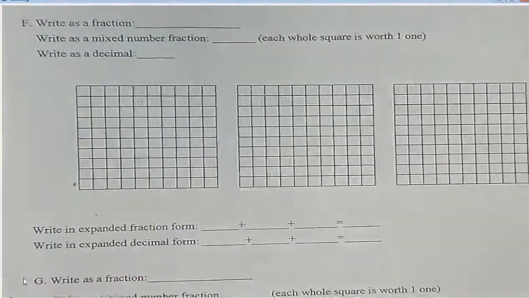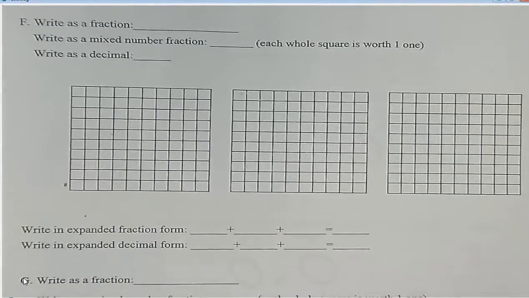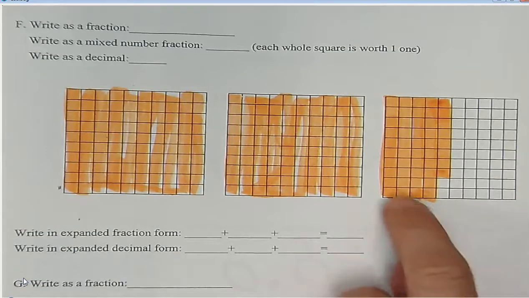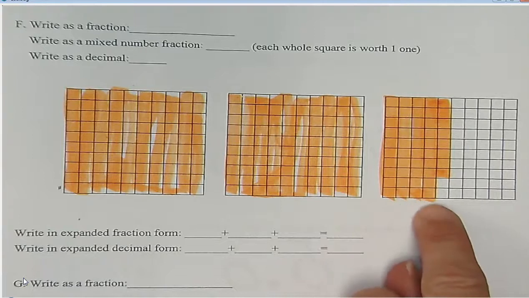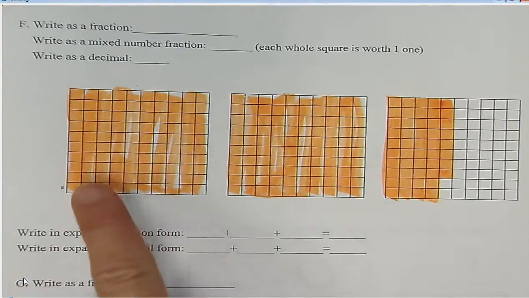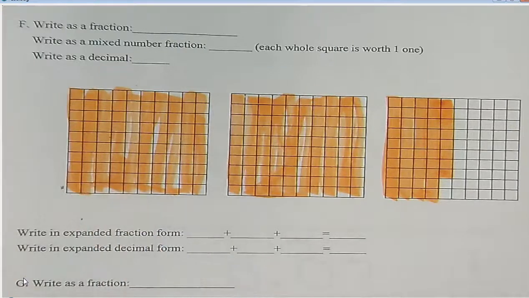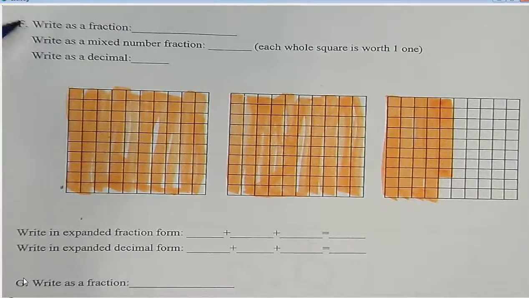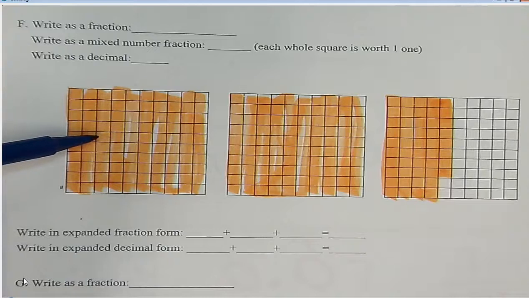Okay, so I have not colored anything, so I'm going to color something and then you color it. All right, so pause this again and color it in. I have 1, 2, 3, 4 columns and 8 hundredths on this one. Okay, so remember, every square is worth 1 whole. These are cut into 100 pieces. So if I'm thinking it in fraction form, there's 100 colored out of 100.